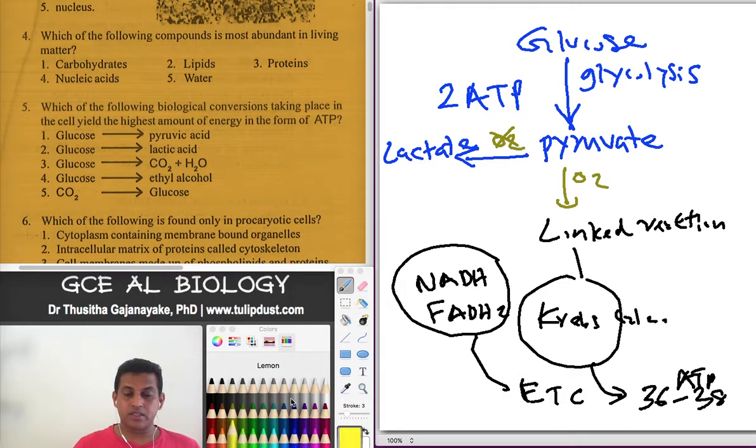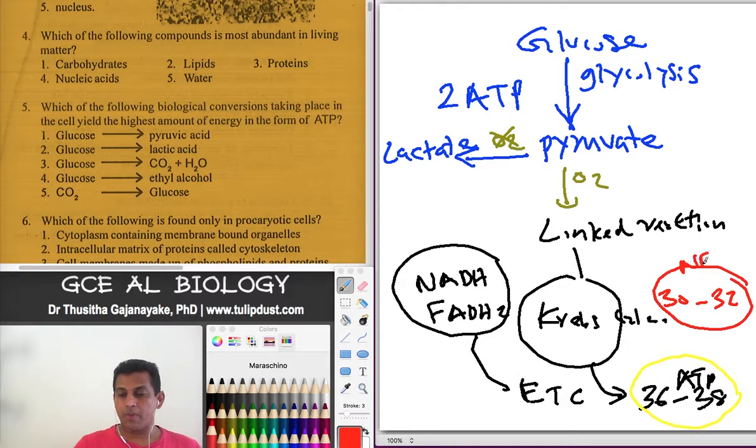That 36 to 38 is quite old fashioned, but the latest conclusion is that it's in the 32 range. That's the new. So practically the net production is 32 in the new system, but in the old system it's 36 to 38 ATP produced. So that's overall how ATP is produced in the cells.